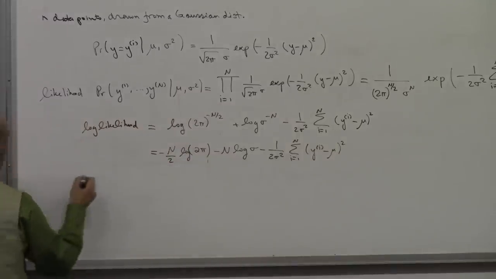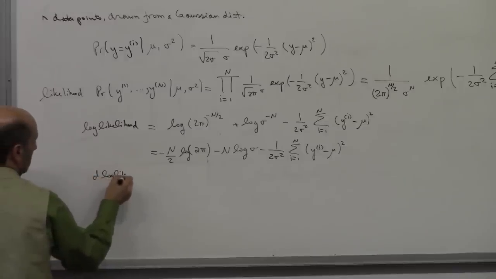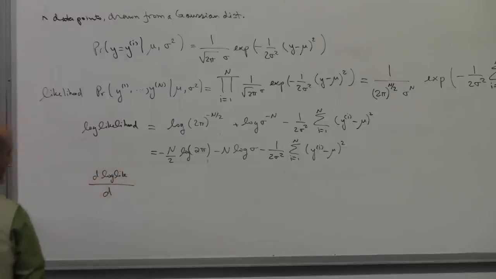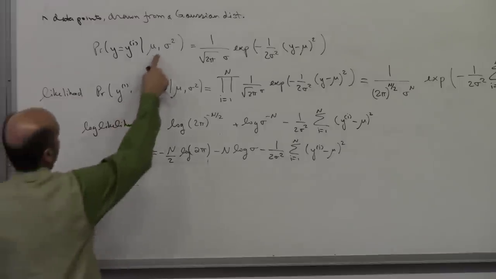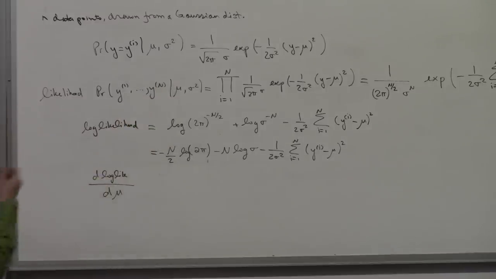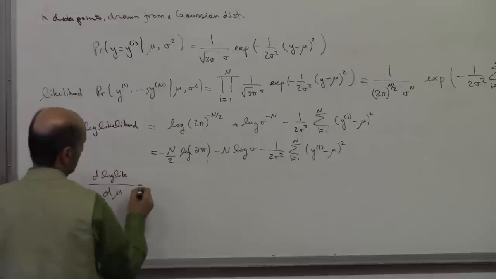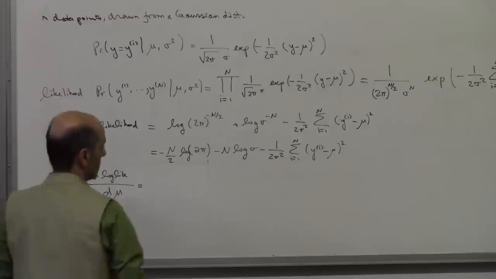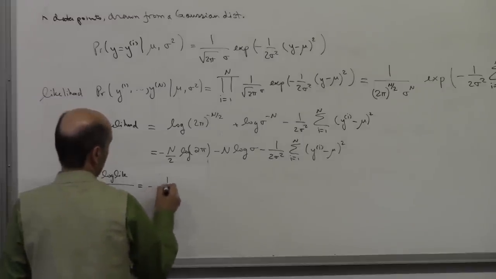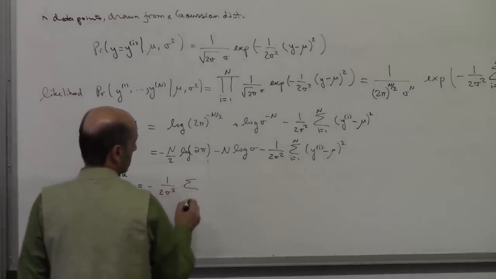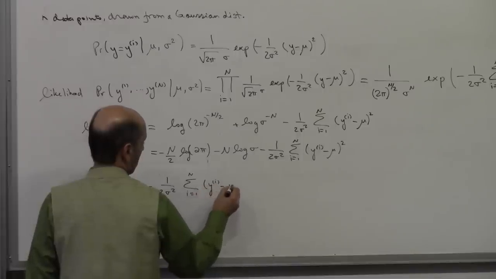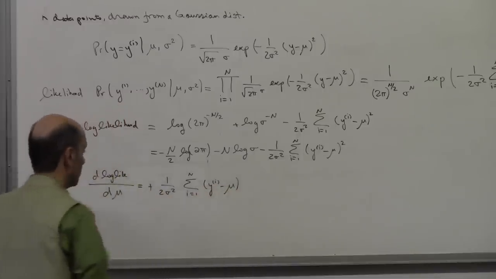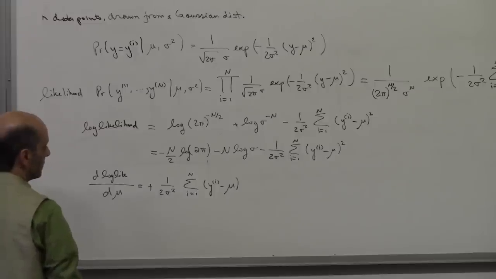Okay, now I find the derivative of this log likelihood with respect to mu, the first parameter that I want to estimate. So I have two parameters, mean and variance. So I want to find what's the mean of the distribution. I find the derivative with respect to this mean. I get minus 1 over 2 sigma squared sum of yi minus mu times a minus 1, which gives me this as a plus here. And the 2 cancels out. There's a 2 there as well.